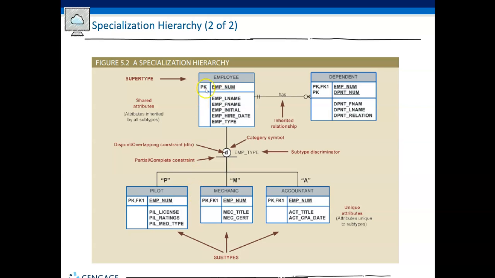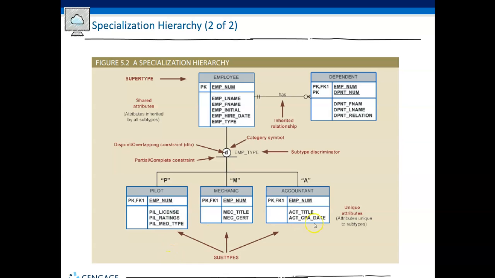Sub means under. So this is the thing. This is the type that you start with, that all 3 of these things have in common with this. And then these are specializations of that thing. Okay, I forget where I was at because I paused. So this is showing a hierarchy where you have, they talk about inheritance.